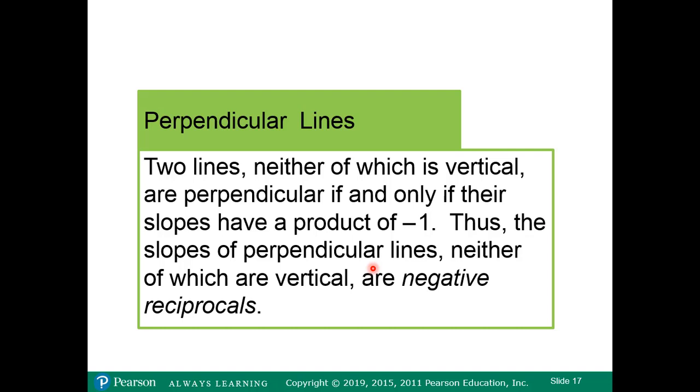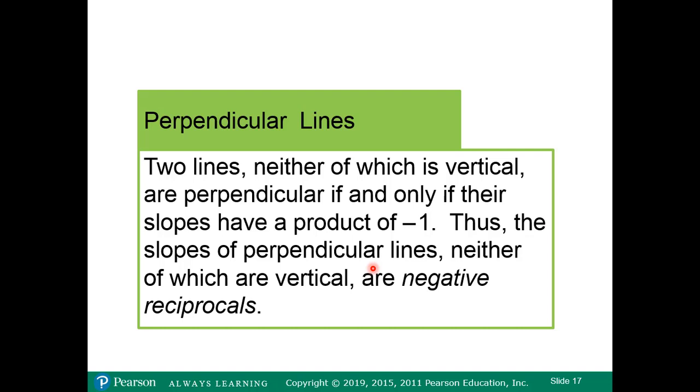Now, perpendicular lines, what are perpendicular lines? Perpendicular lines are lines that intersect and create a right angle. So they intersect at right angles. That's a perpendicular line. So two lines, neither of which is vertical. Because if we do have a vertical line in the perpendicular pair, that means the other line has to be horizontal, right? So it's easy to see that if one line is vertical, the other line has to be horizontal in order to be perpendicular.